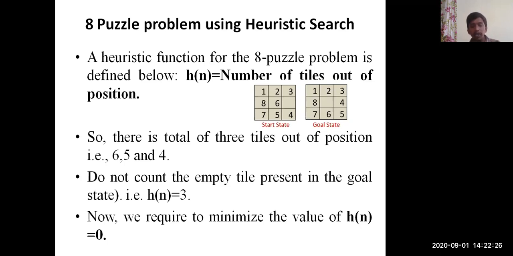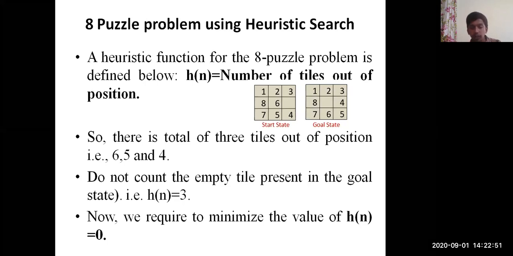Now we have understood what h of n is and how to take that value, but what is our goal now? We need to minimize the value from h of n equal to 3 to h of n equal to 0. That is, if you want to make your start state and goal state equal, the arrangement should be done in such a way that both are equal. Then the h of n value will be equal to 0.